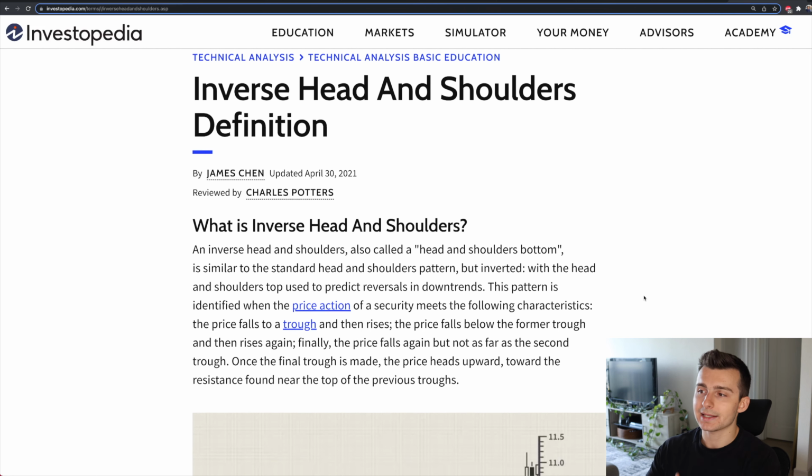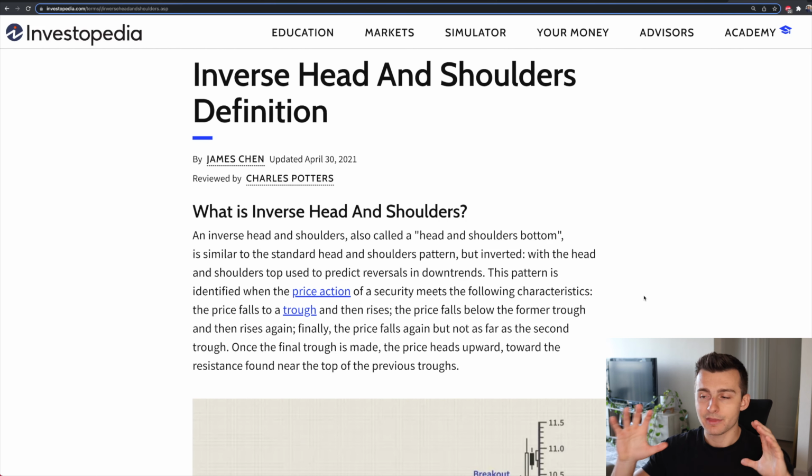So really quick, what is the inverse head and shoulders pattern? Now, this is essentially the exact opposite of the head and shoulders pattern. So if you want to go back and check out our video on the head and shoulders pattern, I'd highly recommend you do so. But once you have a feel for one of them, the other one will come pretty naturally and pretty quick. So this one should be a shorter video than the last video we did.